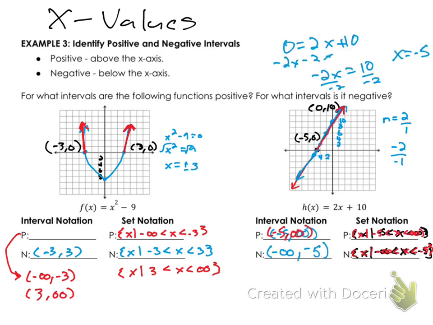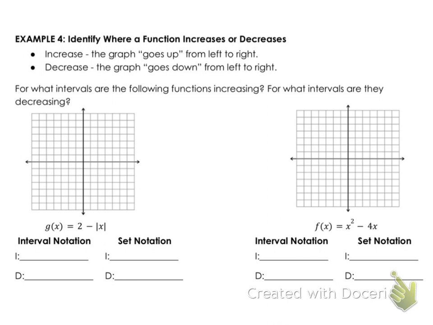Next part here. We're going to talk about our functions increasing and decreasing. It's increasing when the graph goes up from left to right. It is decreasing when the graph goes down from left to right. Okay? So for what intervals are the following functions increasing, decreasing? So again, left to right, right? Like you're reading a book.